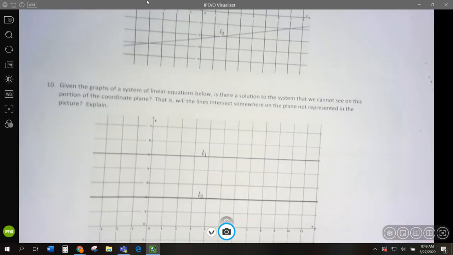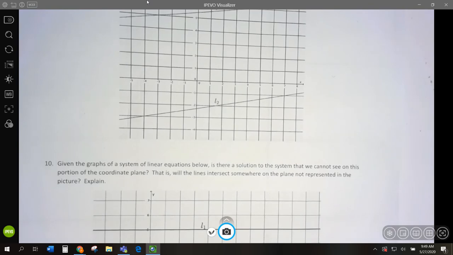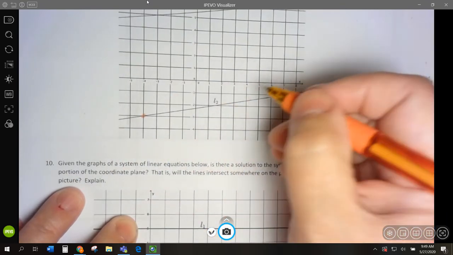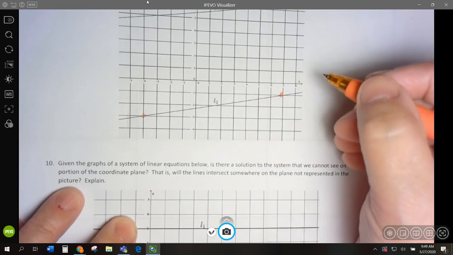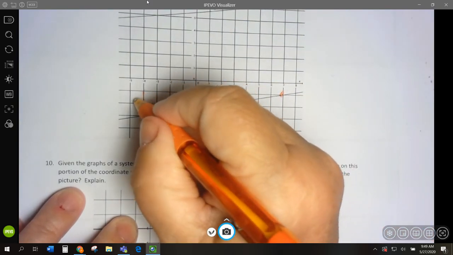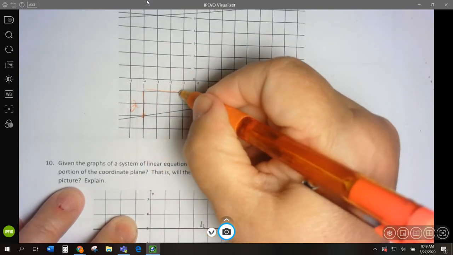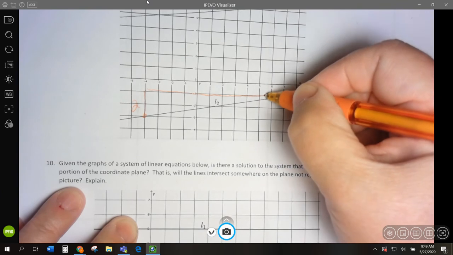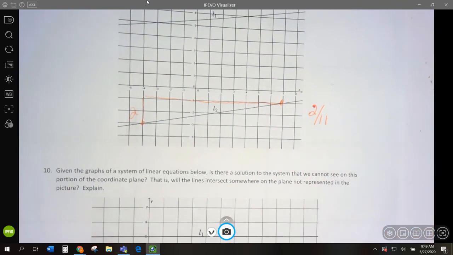Number 9. Is there a solution to these? It's kind of hard to tell if these are parallel or not, so let's look. Let's do this one. We go up 2 and over 1, 2, 3, 4, 5, 6, 7, 8, 9, 10, 11. So this has a slope of 2/11.